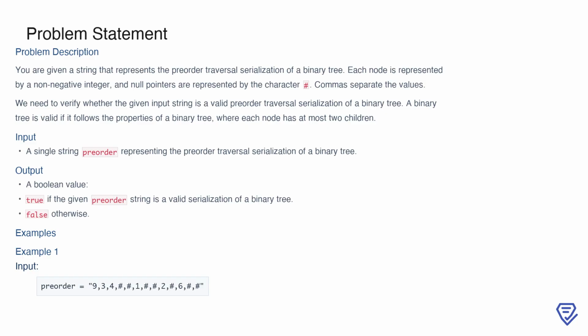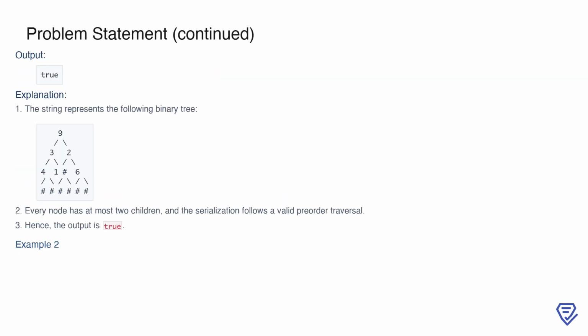To be valid, the binary tree must follow its structural properties, meaning each node can have at most two children. For input, you'll receive a single string called preorder, and your goal is to return a Boolean value, true if the serialization is valid, and false otherwise. Let's look at an example to understand this better.